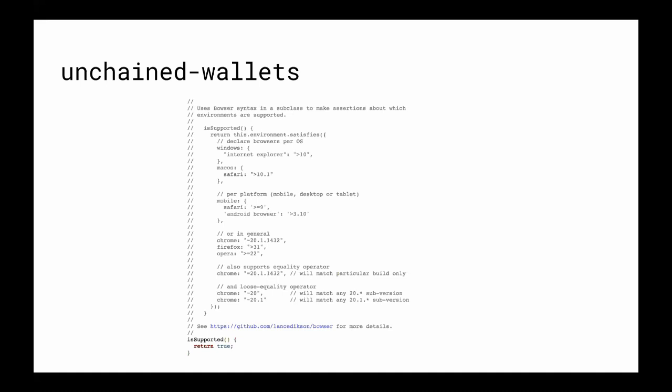This is supported function is pretty vital. One thing that we've learned at Unchained is that the interaction between wallets and browsers and operating systems is extremely brittle. There are all sorts of edge cases in which a wallet simply won't work, and it's important to be able to detect that and give that kind of feedback back to the user.